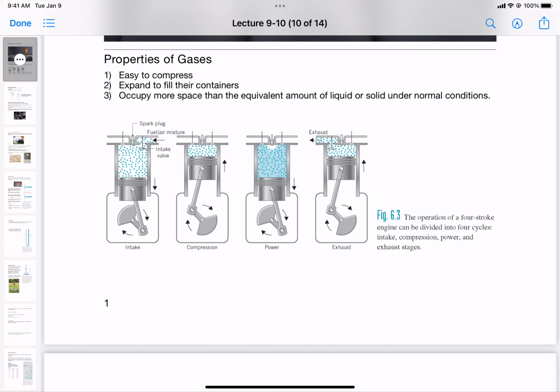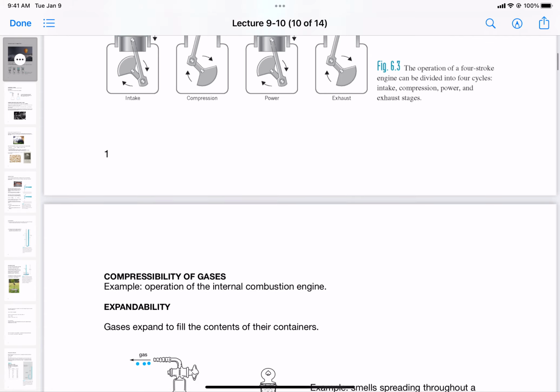So that's an application of how we use gases to power our daily lives, or how we get around and travel.